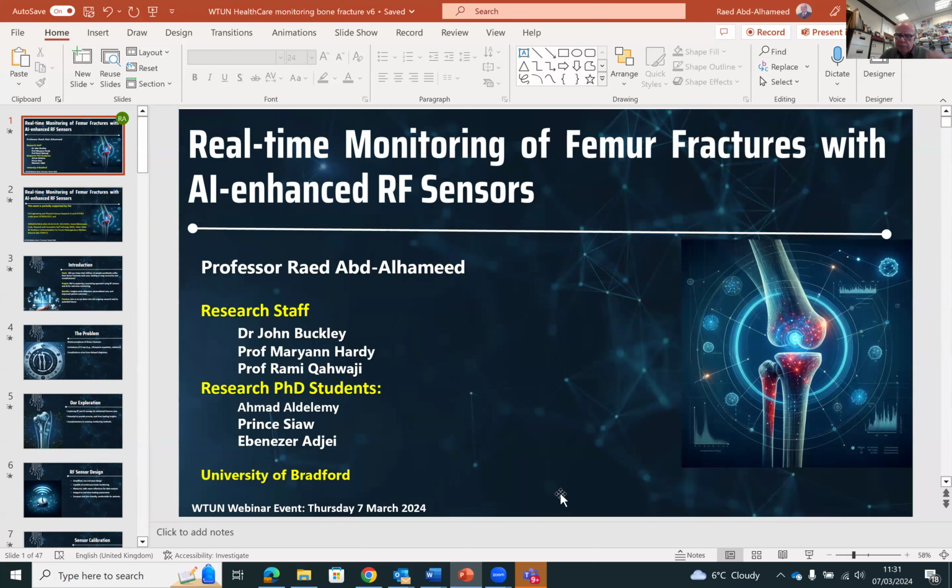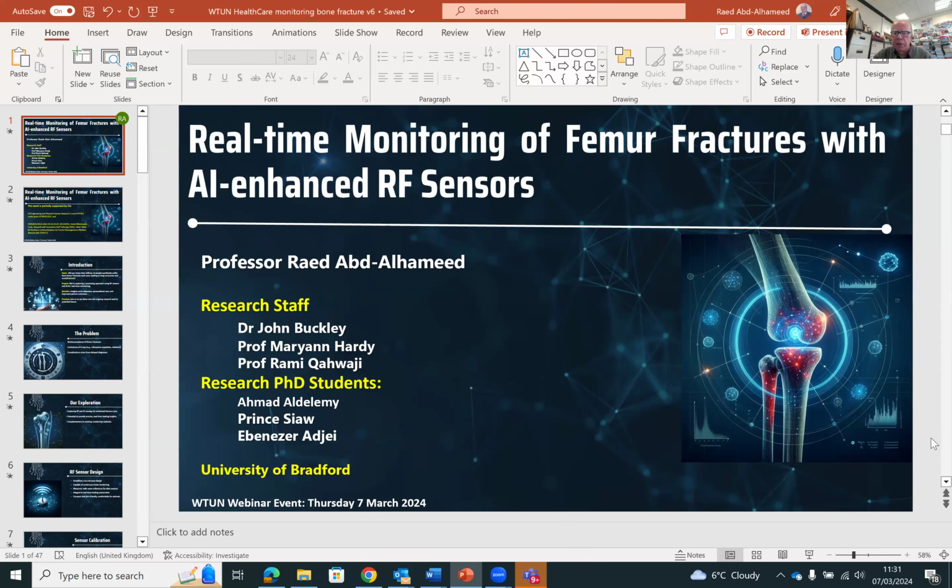Okay, everyone. I'm going to talk about the real-time monitoring of femur fractures with AI-enhanced RF sensors. This is a bigger project as well. The people with me, whom I wish to acknowledge, are John Buckley, Mariam Hardy, Rami, and there are 3 PhD students on the project. We are also sharing this with 5 European countries.